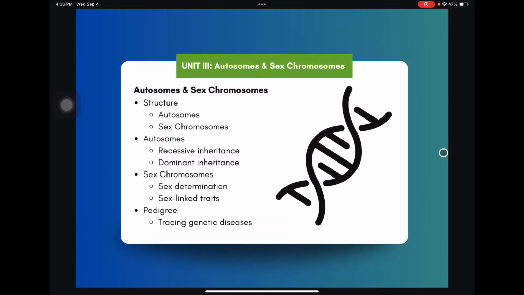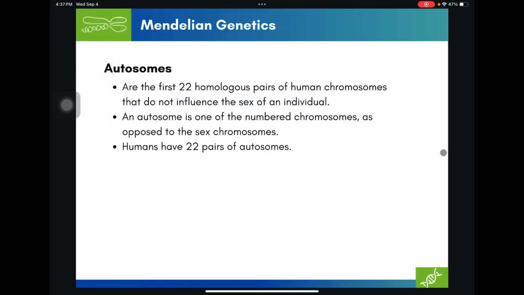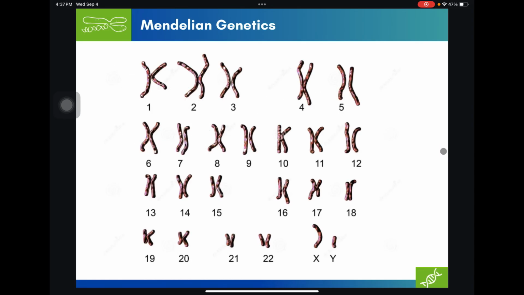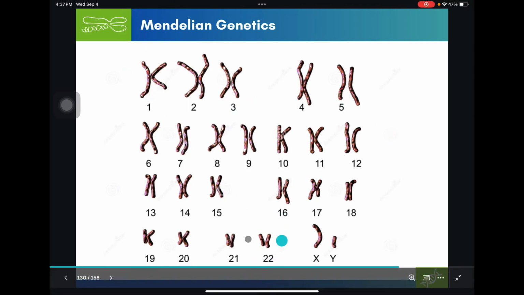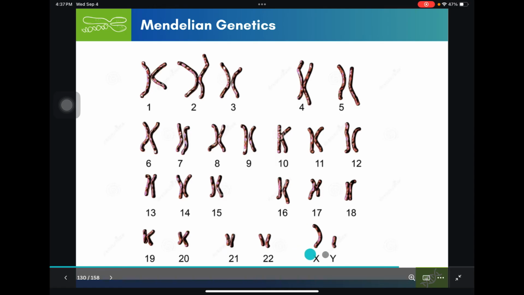Okay, now we're done with unit 2 and down to our last unit on autosomes and sex chromosomes. So autosomes are the first 22 homologous pairs of human chromosomes that do not influence the sex of an individual. I already showed you a complete karyotype of this. So the autosomes here technically are from number 1 all the way to number 22. Autosomes are numbered and sex chromosomes are not, since sex chromosomes are represented by either XX or XY.